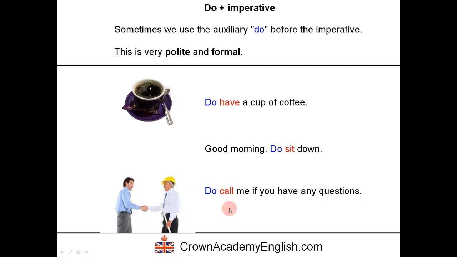Okay, so we're offering help here. We're offering a service. And by saying do, we are really insisting that the person calls me if they have any questions. Okay, so that is why it is very polite, because we're insisting that they have a cup of coffee. We're insisting that they call me. We're insisting that they sit down and rest. Okay, so do.